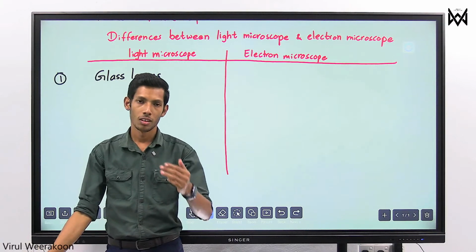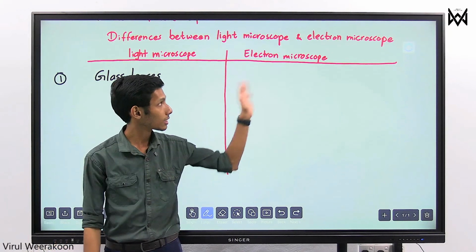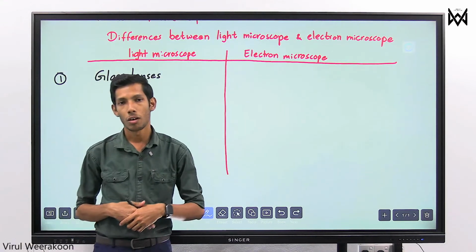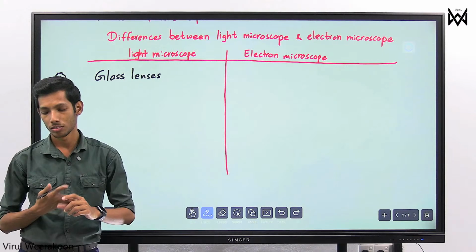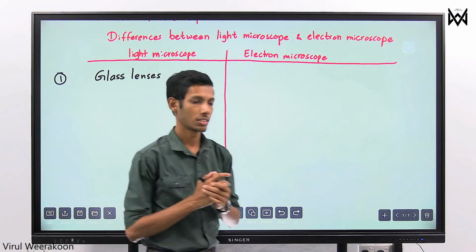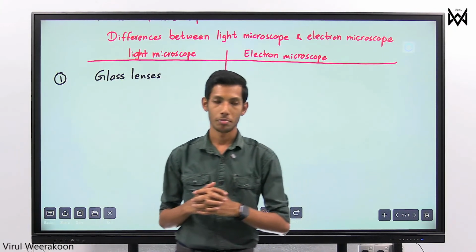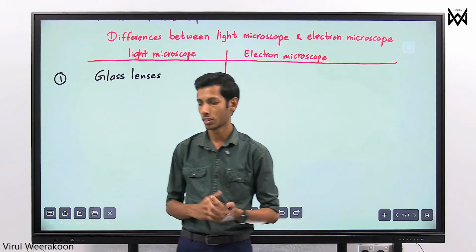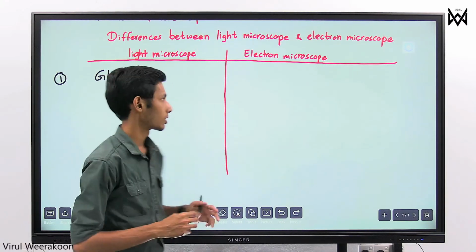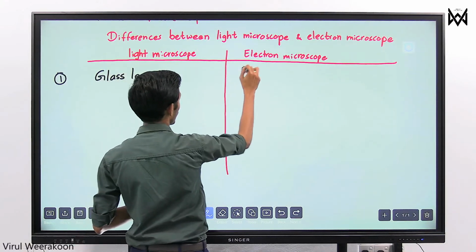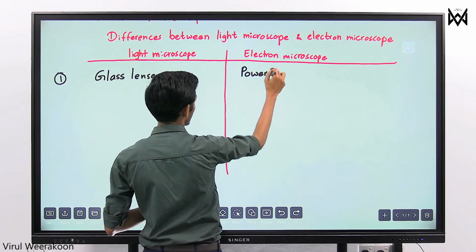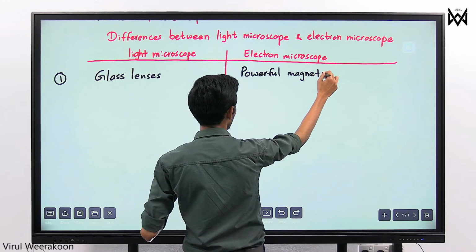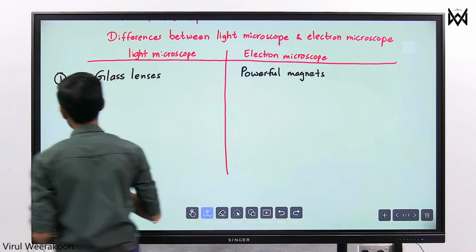Then write down, on the electron microscope side, powerful magnets. Powerful magnets are used to focus the beam of electrons. Right? Okay. Then the second one.